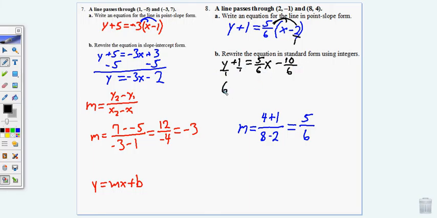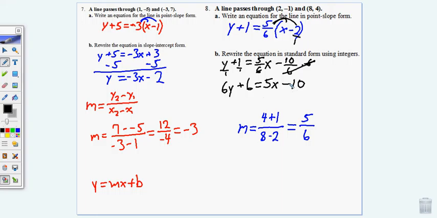So we're going to have 6 times y is 6y, 6 times 1 is 6, 5 over 6x times 6 would be 5x, kind of just cancels out that 6, and this would be negative 10, just cancels out the 6 on the bottom. When you multiply by 6, these cancel. I just don't have enough room to write it in here, but you would be multiplying everything by 6, so it cancels out. Alright, cool. So we've got rid of the fractions.